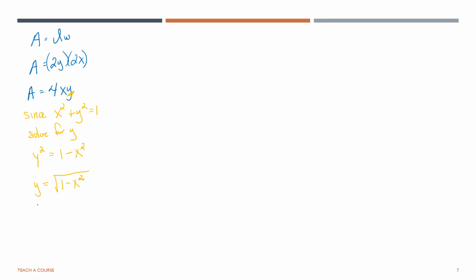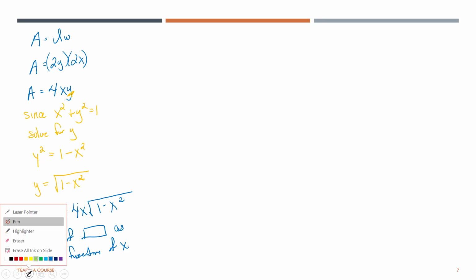So it looks like the area of the rectangle as a function of x will be equal to 4x times the square root of 1 minus x squared. Here is the area of the rectangle as a function of x. Cool? Yay! Now, they could ask us another question about this, besides finding the area of the rectangle as a function of x. They could also ask me to find the perimeter of this rectangle as a function of x.